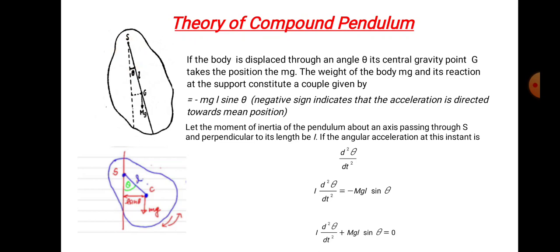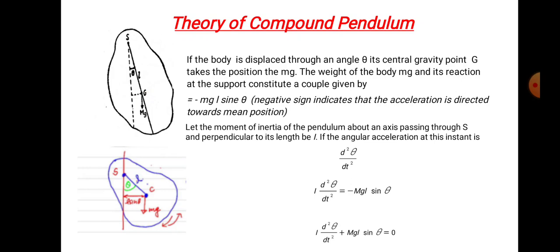Just consider G is the center of gravity. This point G is the center of gravity of the body, lying vertically below S. The distance between S and G, imagine that the length is L in its normal position of rest. Suppose the body is displaced through an angle theta, its center of gravity is G.